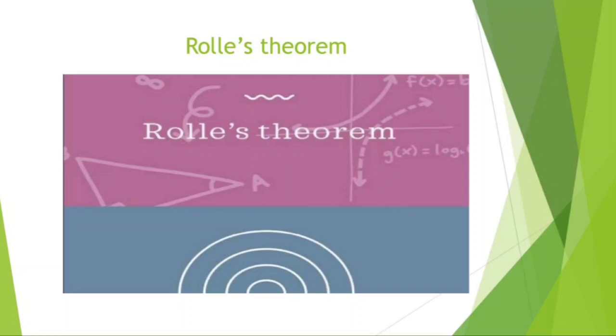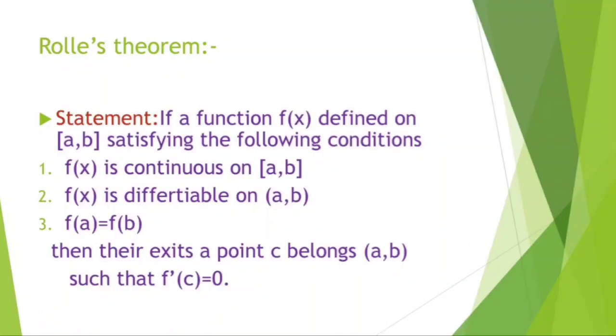f is a function defined over a closed interval [a, b] into R, satisfying three properties, that is, f(x) is continuous on the closed interval [a, b], f(x) is differentiable on the open interval (a, b), and f(a) equals f(b). Then there must be a real number c satisfying the condition f'(c) equals 0.